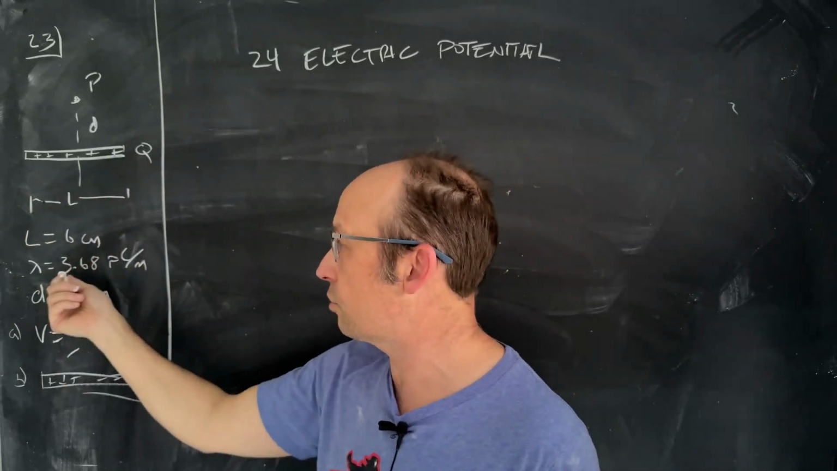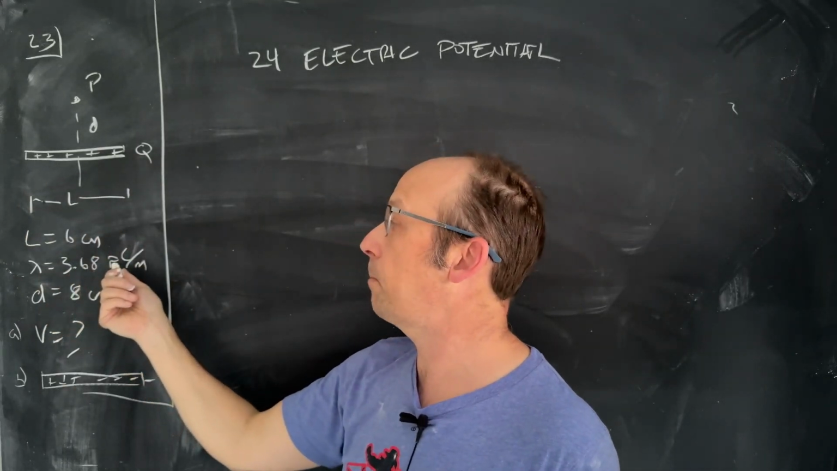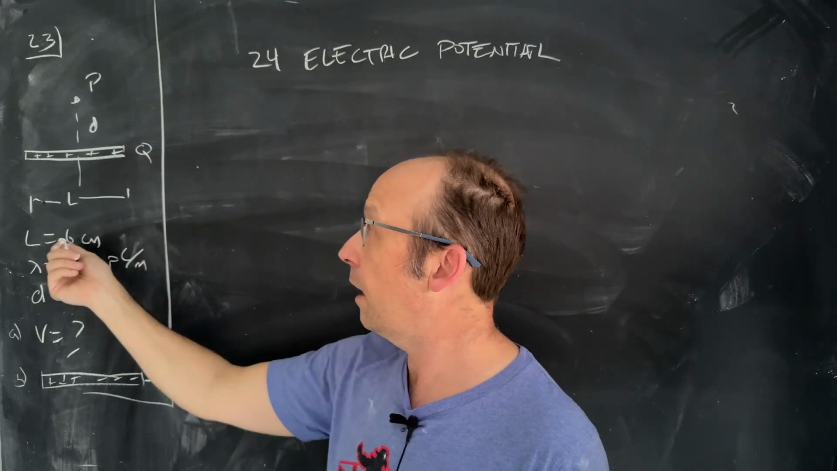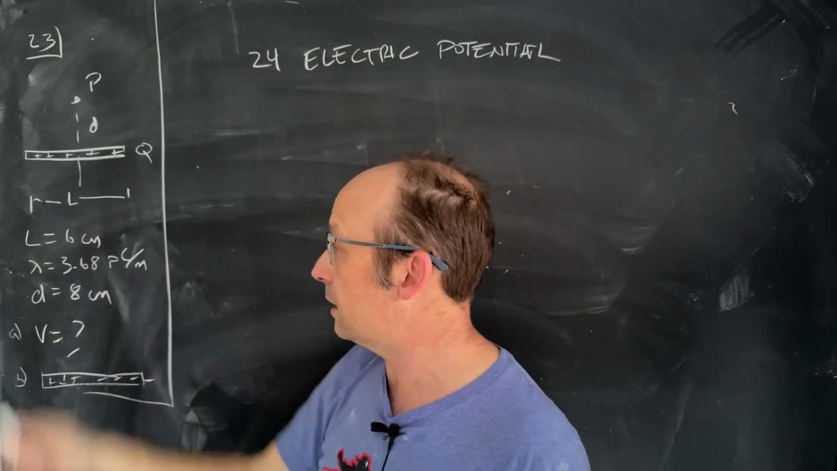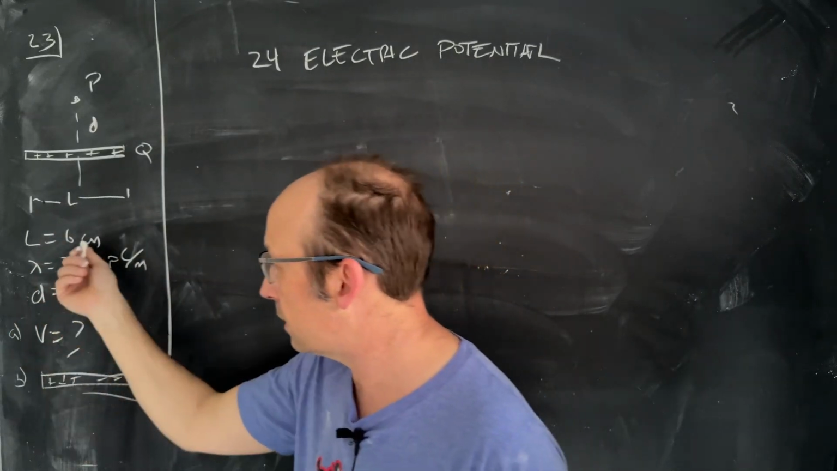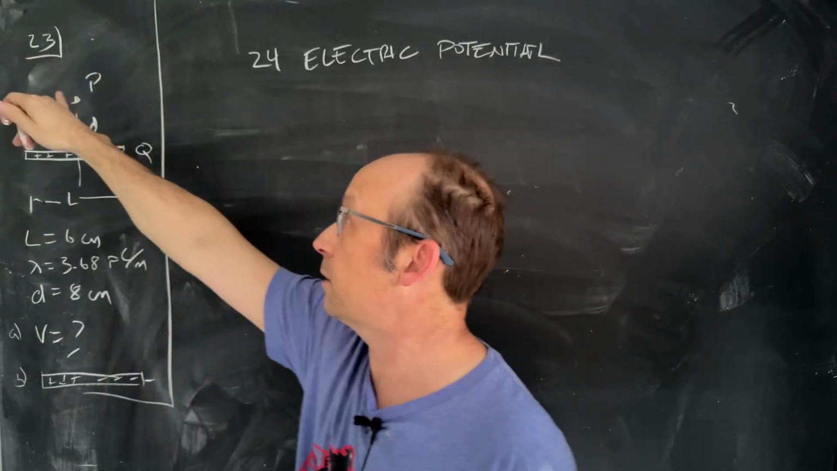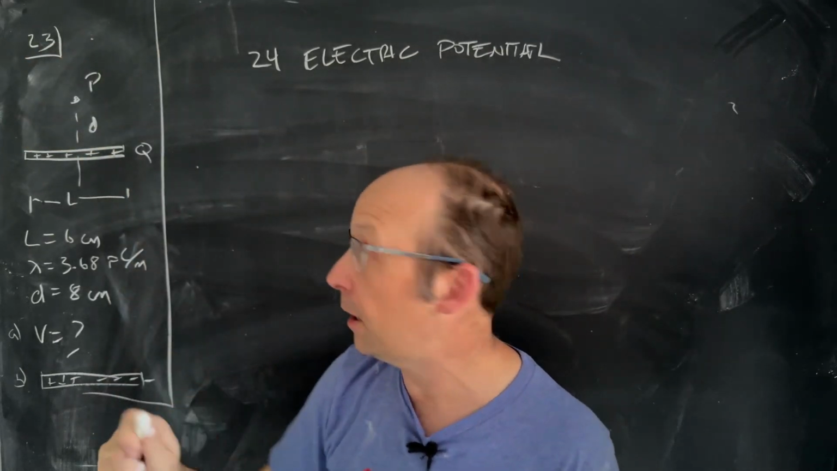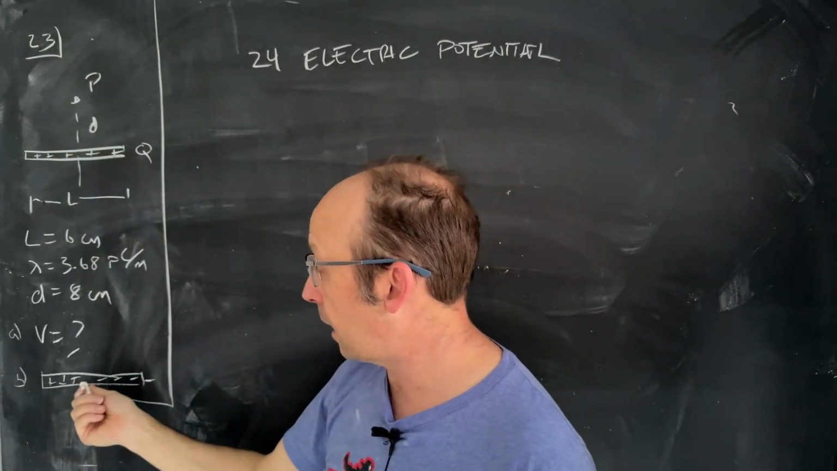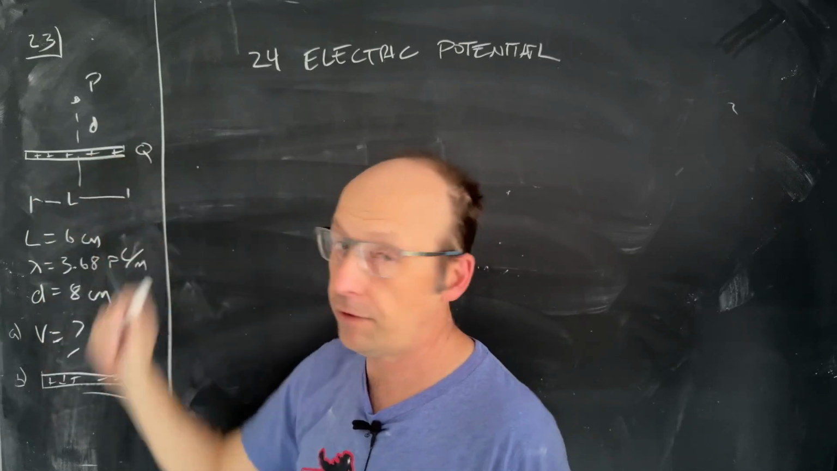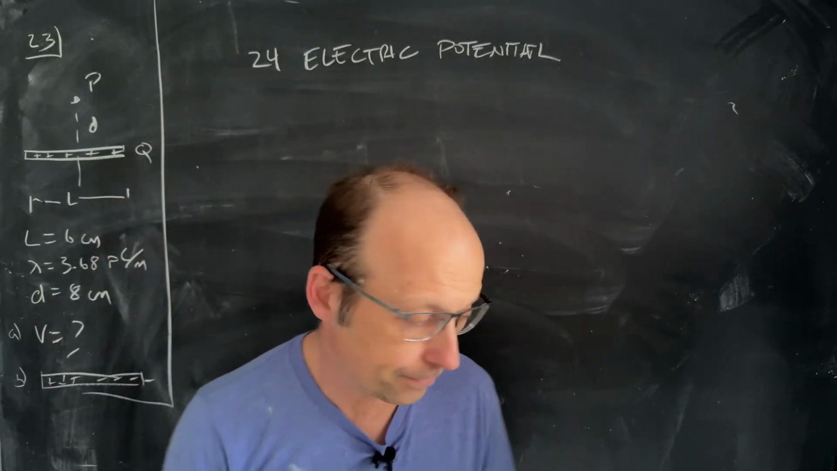So the problem is number 23 from Halliday, Resnick and Walker, 9th edition, chapter 24, electric potential. We have a uniformly charged rod from negative L over 2 to L over 2 in the x direction, and a point P, a distance d above it in the middle. They don't tell you the charge. They give the linear charge density, 3.86 picocoulombs per meter, the length of the rod, 6 meters, and d is 6 centimeters. The question is, what's the potential with respect to infinity at point P? The second part asks, what if half is positive and half is negative? So we're going to do those problems.